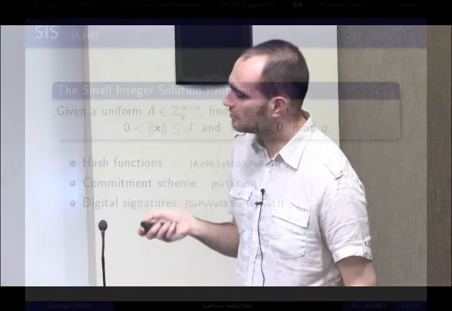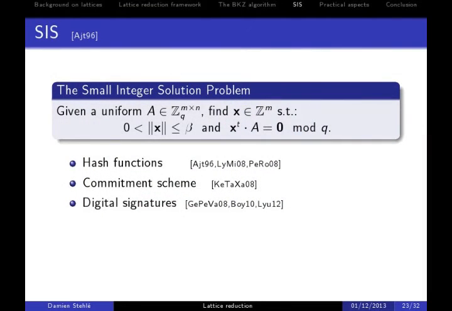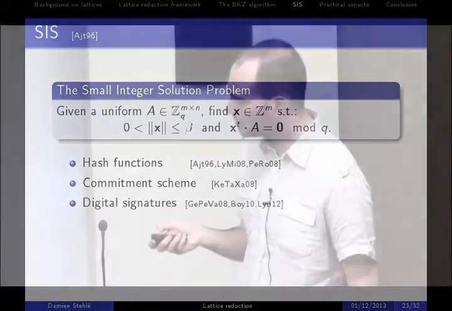My goal is to find x integer such that x^T A = 0 mod q. This in itself is easy because I can just do linear algebra mod q. But I have this additional constraint that the norm of x is non-zero and is smaller or equal to beta. So I want a small vector such that x^T A is 0. And beta is a parameter of the problem. This is used for building several cryptographic primitives, including signatures.